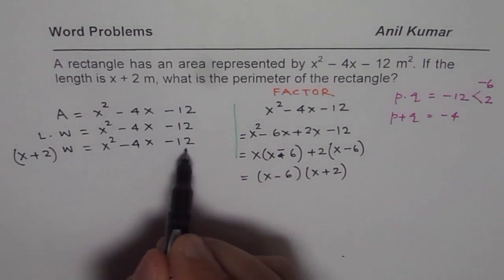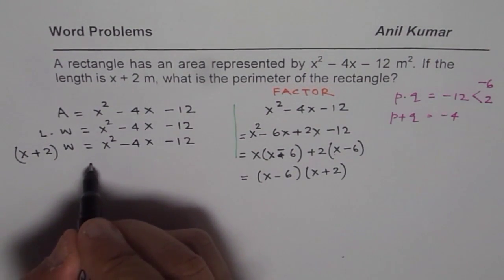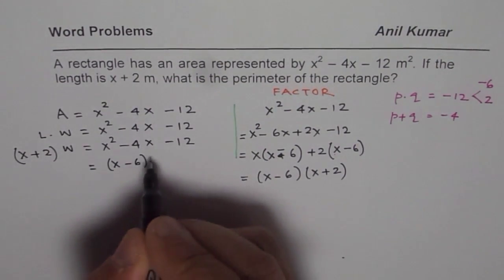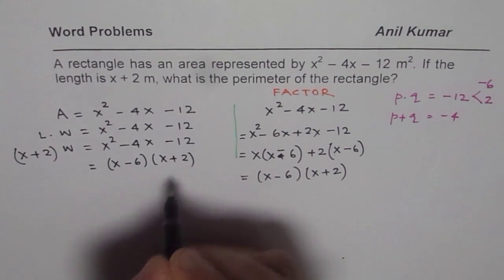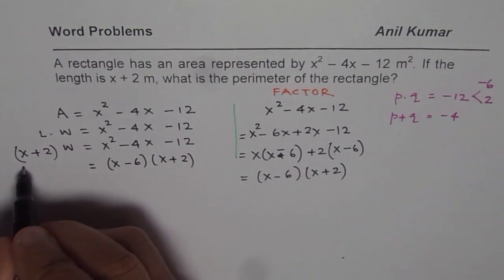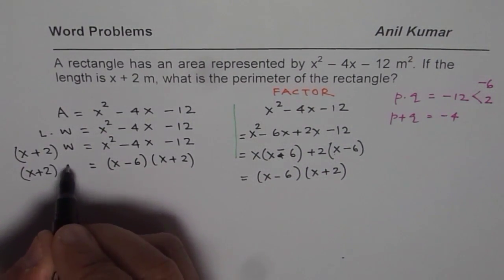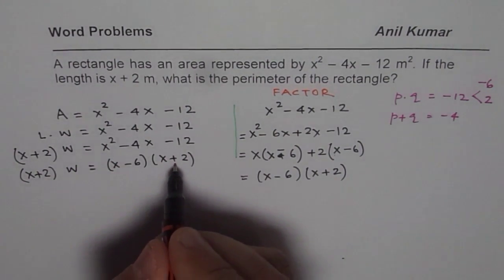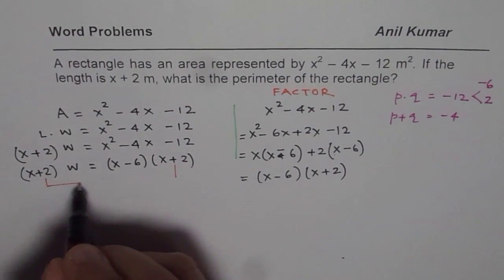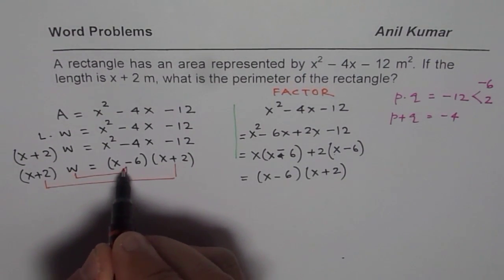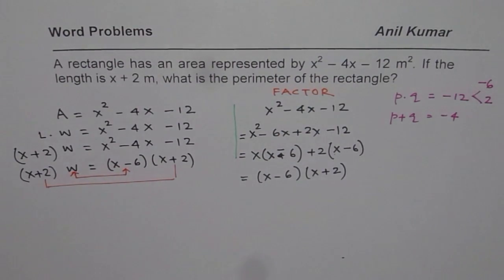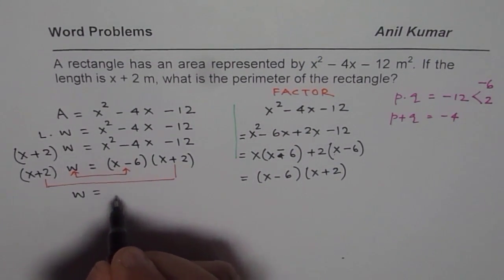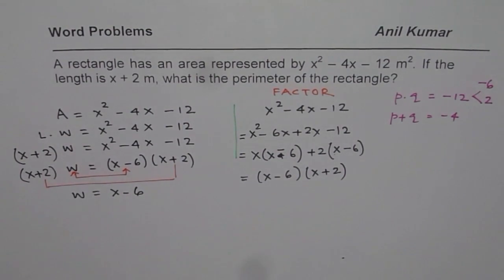So this expression which you have here could be written as x minus 6 times x plus 2. Now if you compare your equation, which was x plus 2 times width, you know clearly that since x plus 2 is already there, right? So w should be equal to x minus 6. Is that okay? So from here we find that width should be equal to x minus 6.